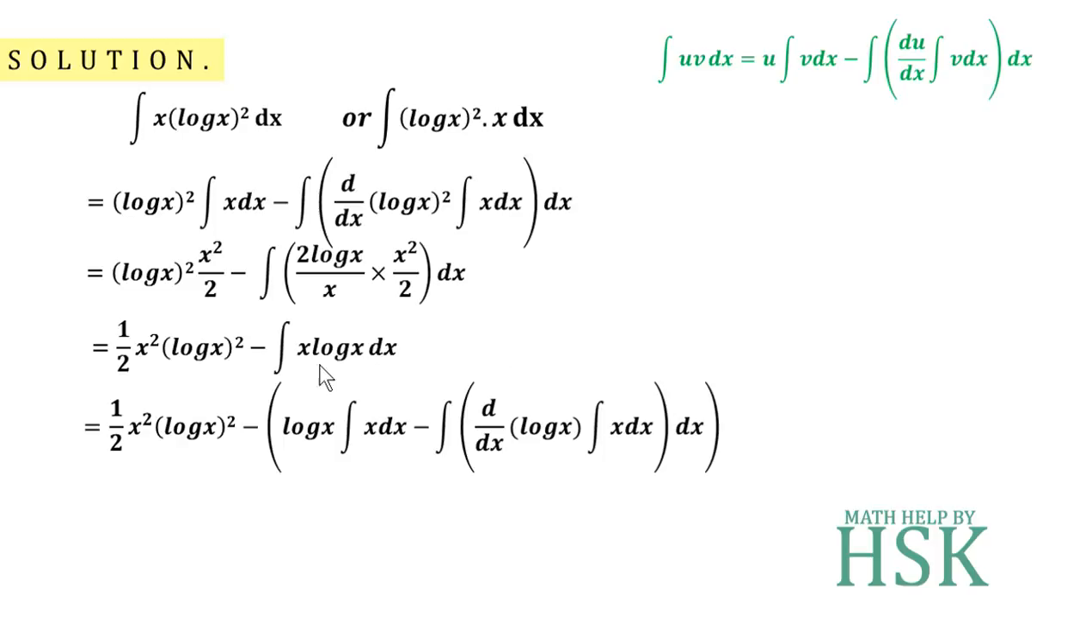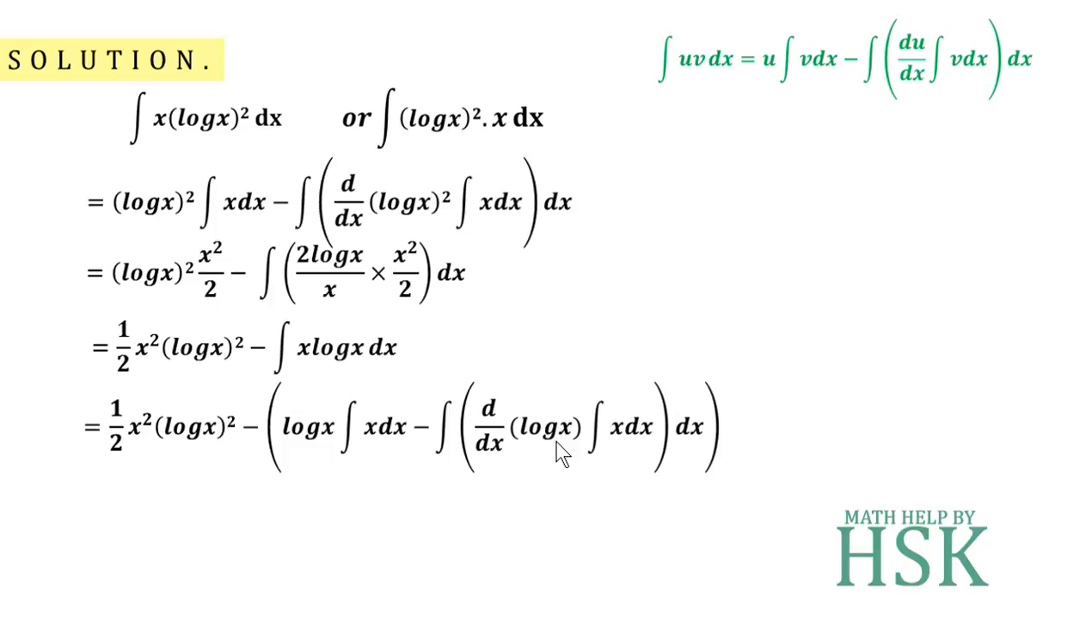So you see that I've taken log x as the first function and x as the second function, similar to what I started. You can make it a point that if we have been given an algebraic and a logarithmic function, then you have to take log x as the first function and algebraic as the second function. Now on integrating x, I'm going to get x square upon 2.